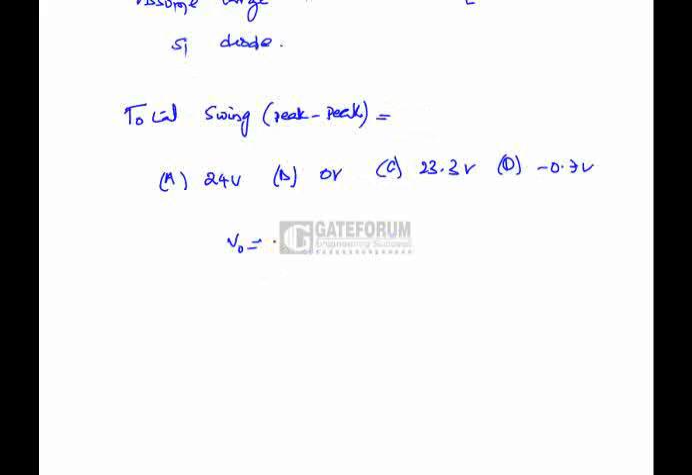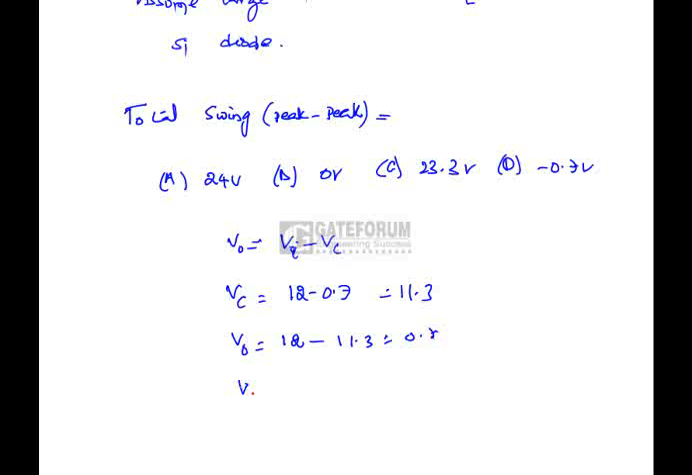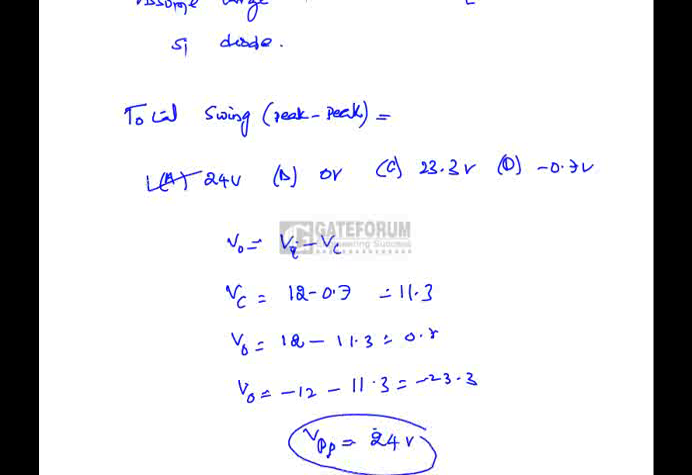Here we know that from the above circuit, V0 is Vi minus Vc. We know that Vc is nothing but 12 minus 0.7, that is 11.3. Here when Vi is plus 12, we will get 0.7. When Vi is minus 12, we will get minus 23.3. Hence the peak to peak swing is 24 volts. Hence option A is correct.